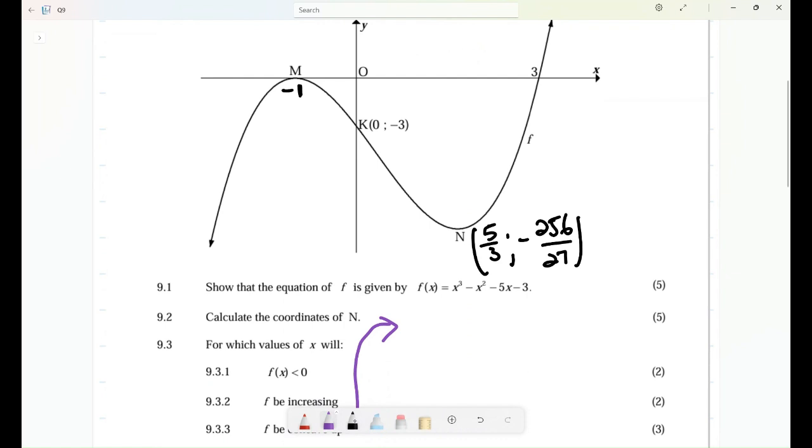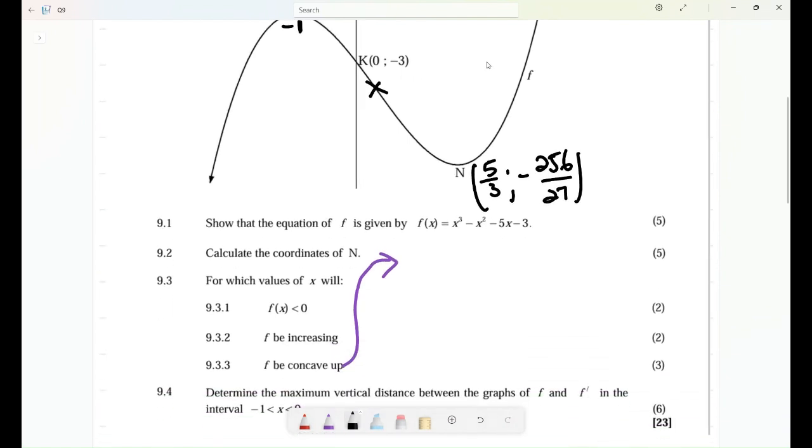Your point of inflection should be somewhere here. Remember, for concavity, we look at the point of inflection, which is a point between the two turning points. This is what we call the point of inflection, or inflection point. So let's see how much our point of inflection is.